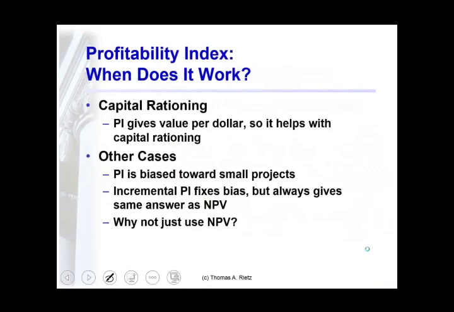So, Profitability Index gives the same accept-reject decisions as net present value. It helps in the rank ordering when you're capital rationing. It gives misleading answers when you're selecting one or a subset of projects for other reasons. For example, they might be mutually exclusive. But in order to calculate the incremental profitability index to fix that problem, you have to calculate the net present values anyway. So the question is, and we'll talk about this in class, why not use net present value from the start?